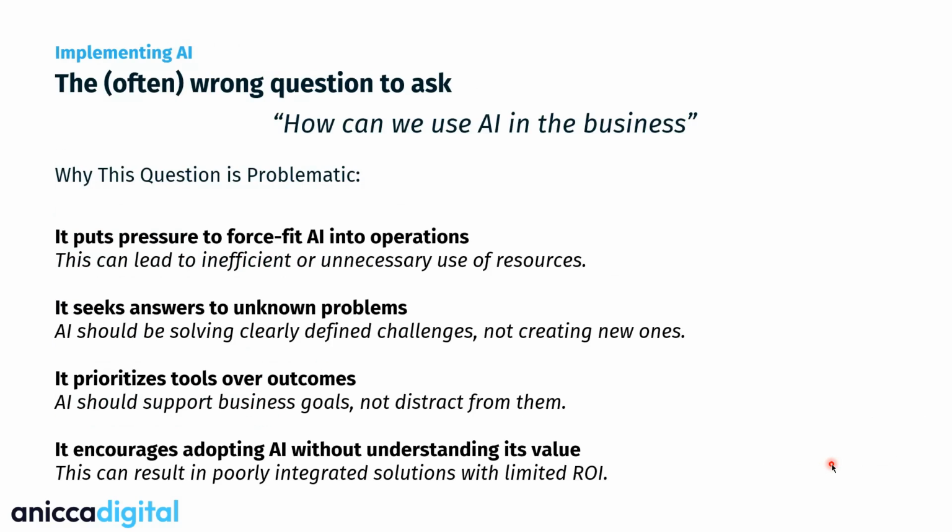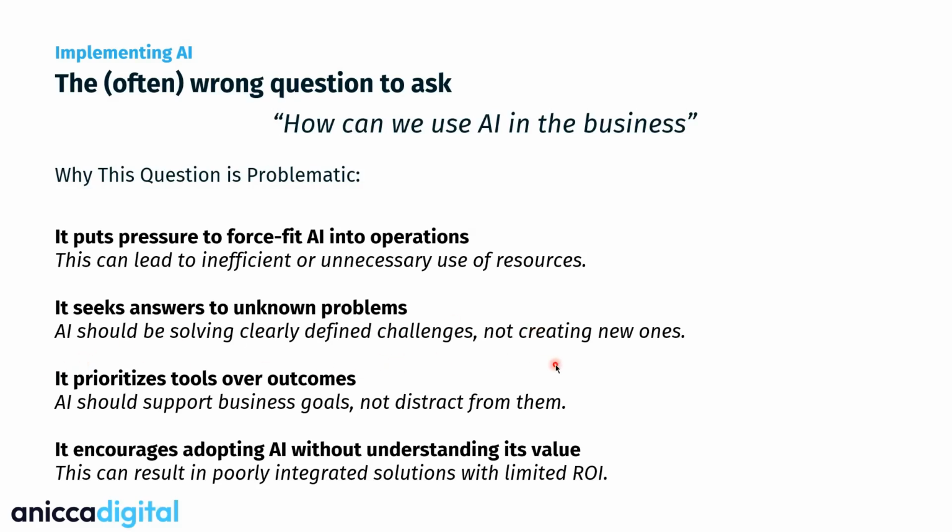And when I see businesses talk around AI, I see them a lot of times asking the wrong question. The question is usually, AI is this big thing and we need to incorporate it. How can we use AI in our business? And I find that question quite problematic. It puts pressure on trying to force AI into operations, which leads to inefficiencies. That question seeks to answer something when you don't know what the problem is. We need to clearly define what the challenge is before we go and try and solve that through AI.